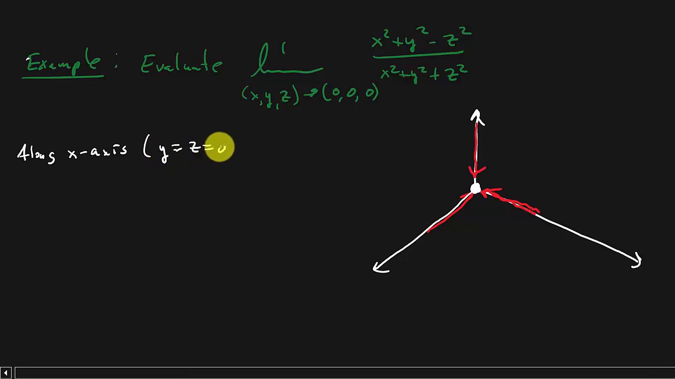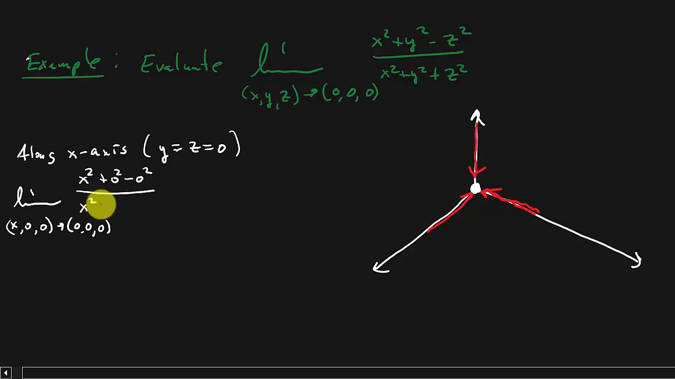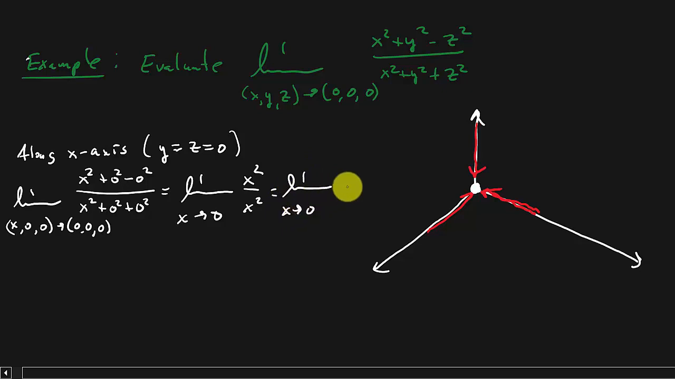So along the x-axis, that's going to mean y and z are both 0, right? If we're on this axis, y is 0 and z is 0. And so that's going to give us the limit as x, 0, 0 goes to 0, 0, 0 of x squared plus 0 squared minus 0 squared over x squared plus 0 squared plus 0 squared, which is the limit as x goes to 0, we're just in terms of x now, of x squared over x squared, which is the limit as x goes to 0 of 1, which is 1.